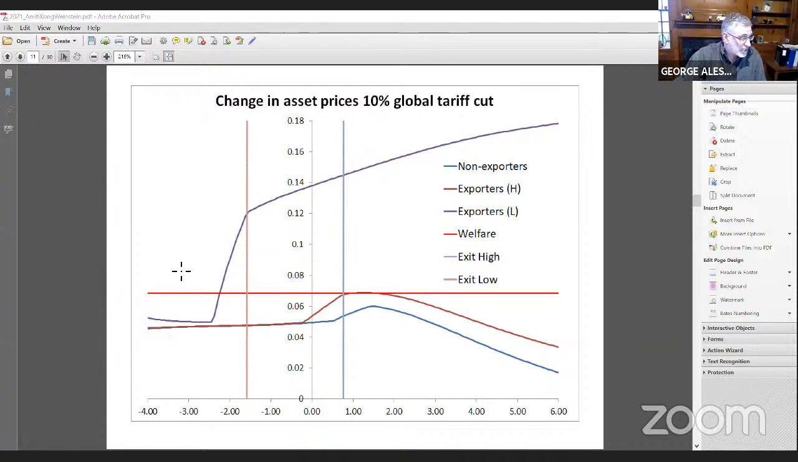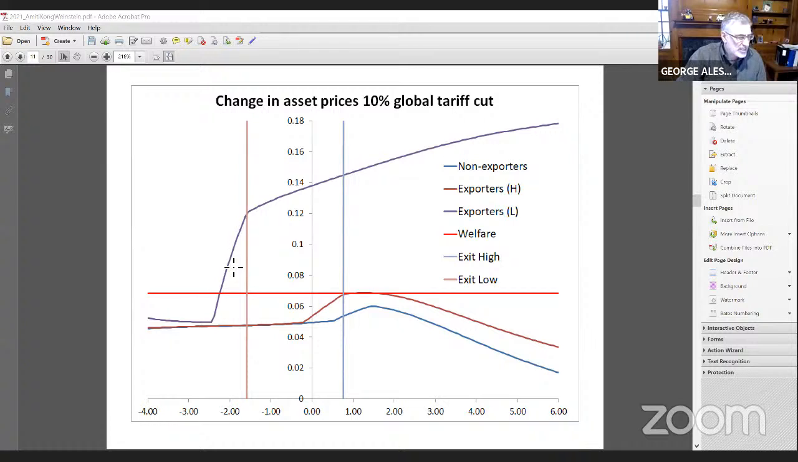And importantly, you can see that even a really productive exporter, a guy who's selling a lot overseas, if he's not productive in general, is not going to gain very much because he's going to leave the marketplace anyhow. So this is going to pick up a lot of the heterogeneity that David was talking about in his estimation in terms of these different firms.